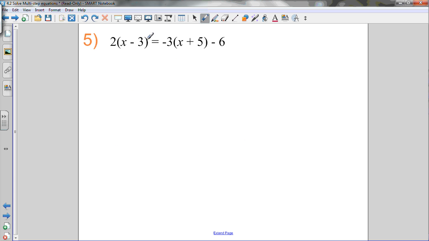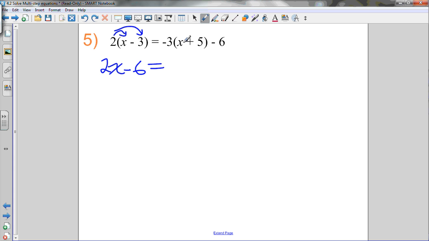First step, whenever you have some multiplication here with brackets, whenever we're multiplying a monomial by a polynomial, let's get rid of the brackets by using our distributive property. So let's get rid of these brackets by expanding this expression using the distributive property. So distribute the 2 to the x and the negative 3. That gives me 2x minus 6.